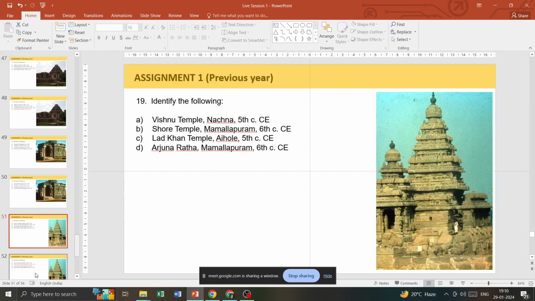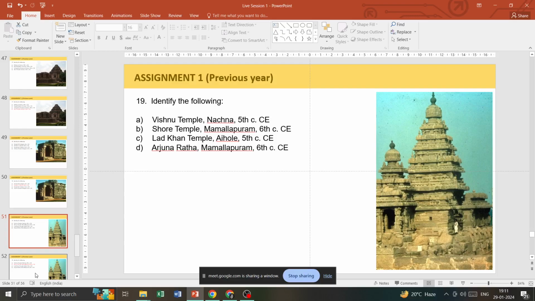Then identify the following. So again, this image has been given, and you are asked to identify the temple. Vishnu Temple, Nachna, 5th century CE. Shore Temple, Mamallapuram, 6th century CE. Larkhan Temple, Ehole, 5th century CE. Arjun Rath, Mamallapuram, 6th century CE. So I have already shown this picture once before.